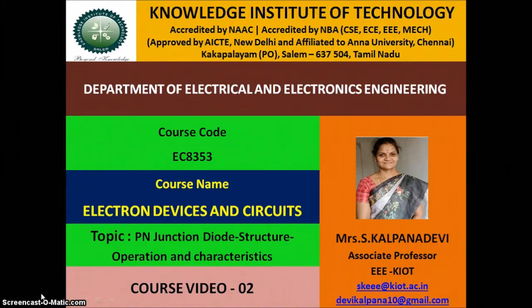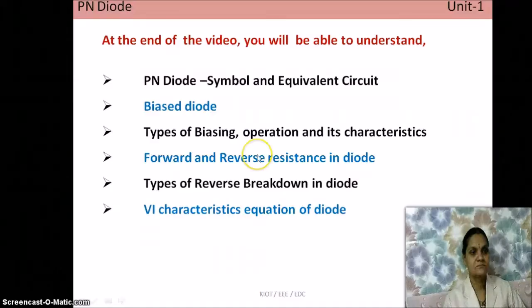Back to the Electron Devices and Circuits video lecture series, part 2 of the first topic: PN junction diode structure, operation and characteristics. At the end of this video you will be able to understand what a PN diode is, its symbol and equivalent circuit, what is meant by a biased diode, types of biasing, its operation and characteristics, forward and reverse resistance existing in the diode, different types of breakdowns in the diode, and finally the VI characteristics equations of the diode. We will see these topics one by one.